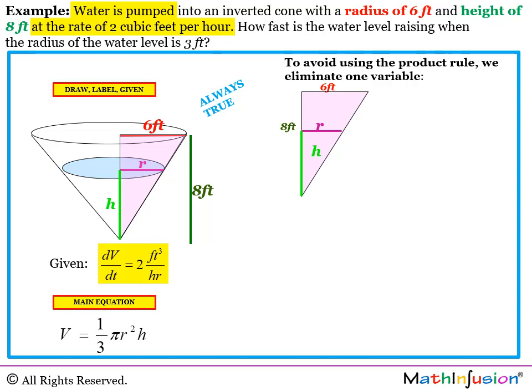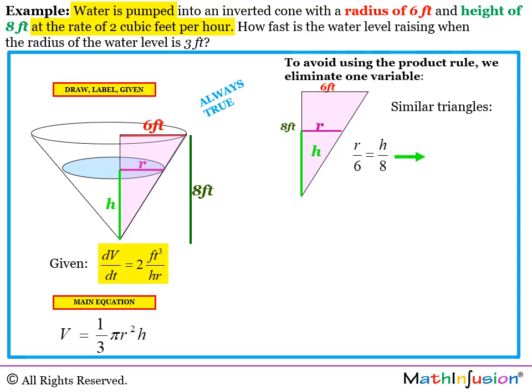You can see that there are two triangles here which are similar. So I really can get some connection between r and h because I have the 6 feet and the 8 feet from the bigger triangle. For example, this is a good ratio to take: r over 6 equals h over 8. From here I can solve for r and I can also solve for h.